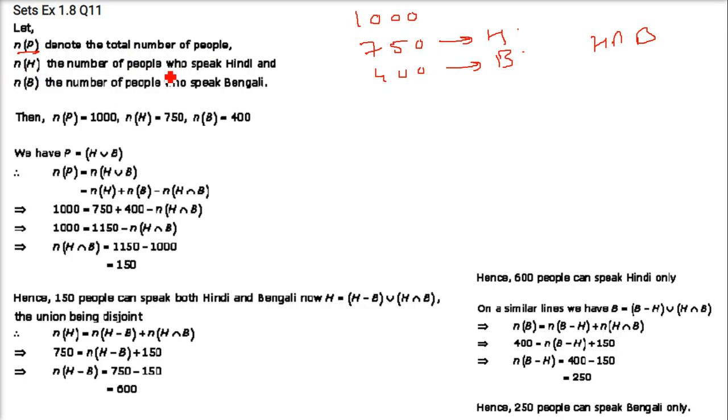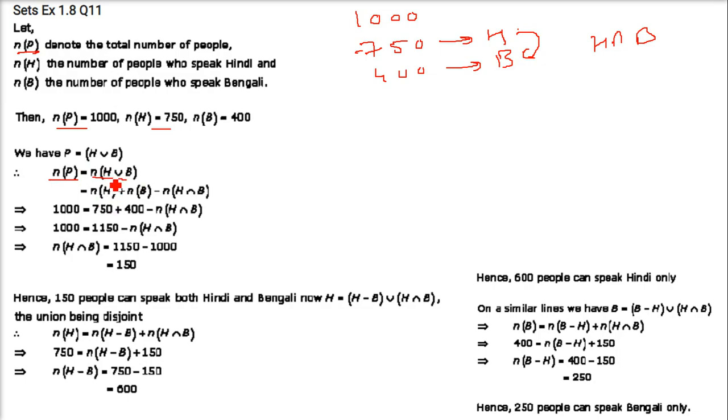So N(P) is the total number of people we assume, N(H) is the number of people who speak Hindi, N(B) is the number of people who speak Bengali. So N(P) is 1000, N(H) is 750, and N(B) is 400. So we have P as H union B. Why? Because the number of people is nothing but H union B, the people speaking Hindi or Bengali. So we just take a union.